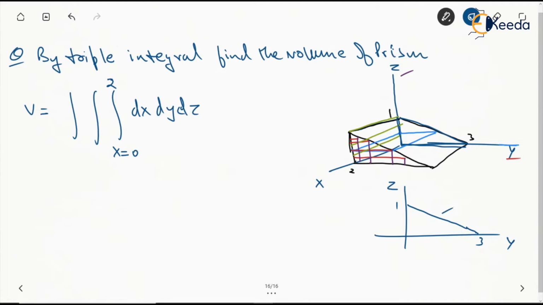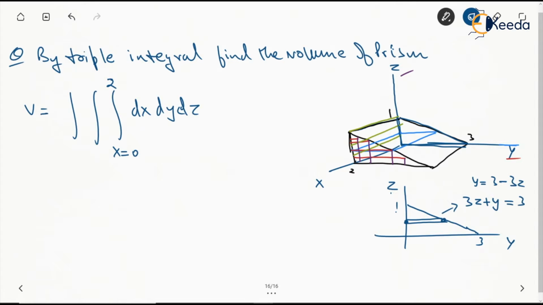What is this line? If you find it by the intercept form, z by 1 plus y by 3 equal to 1, we'll get the equation of the line as 3z plus y equal to 3. So if we take a horizontal element, one horizontal stripe, we can see that y starts from 0 and ends at this line. From this line we can say that y is nothing but 3 minus 3z, right?